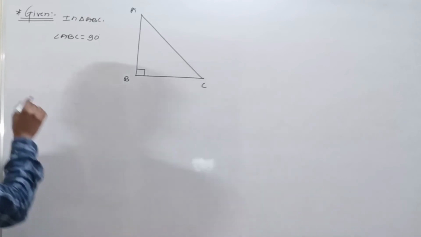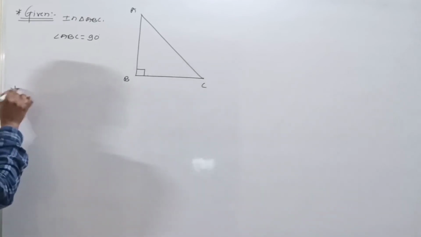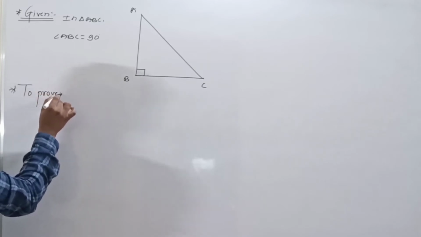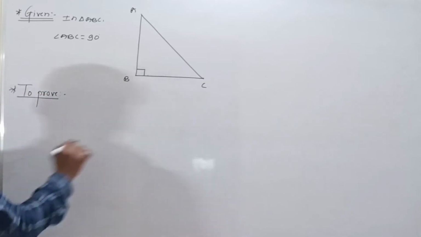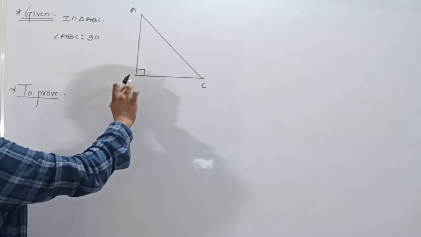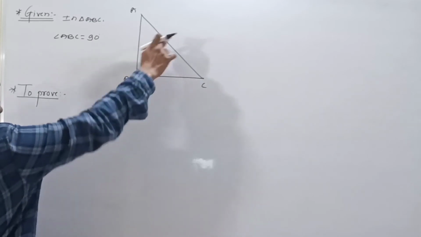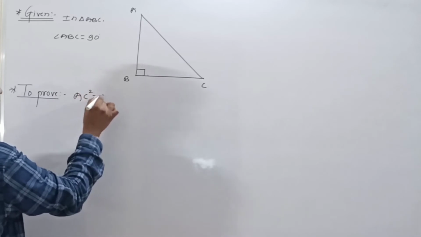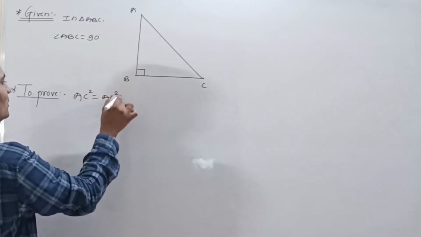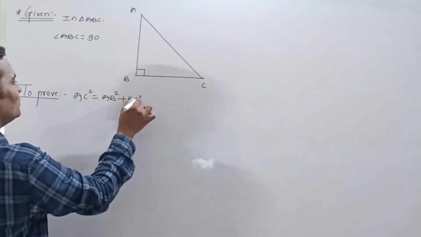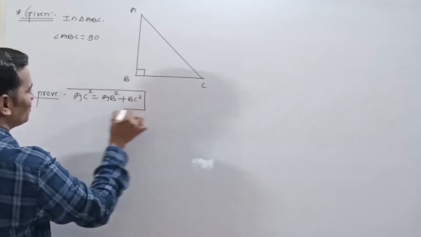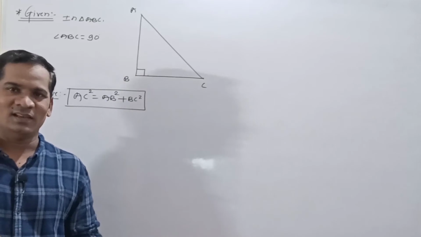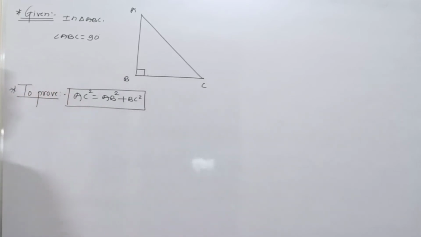Okay, and we have to prove here that square of the hypotenuse. Now who is the hypotenuse? Hypotenuse, that means side opposite to this right angle, and AC is the hypotenuse. That means AC square is equal to sum of the squares of the remaining two sides. That means AC square is equal to AB square plus BC square. Okay. Now this is what we have to prove here.